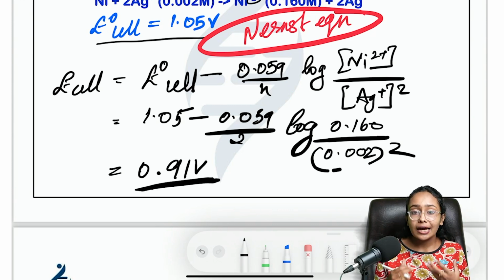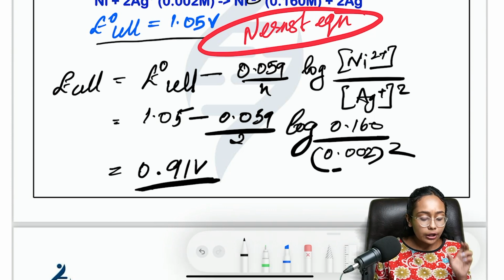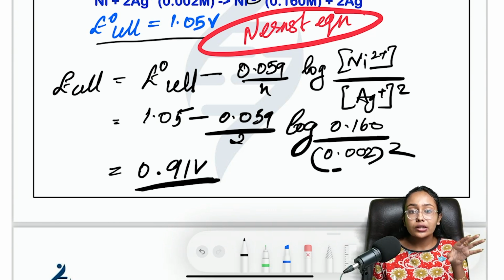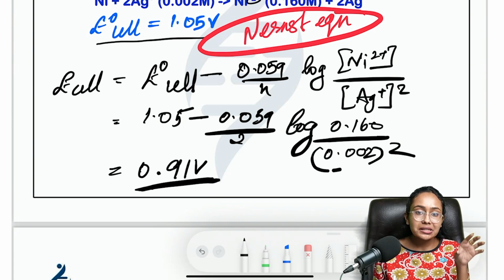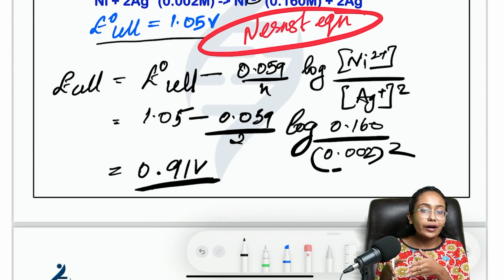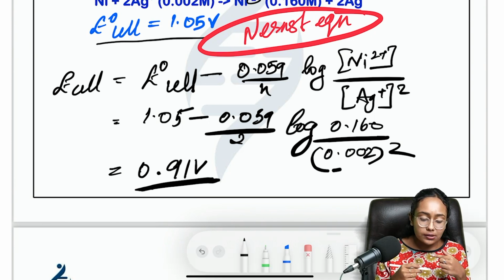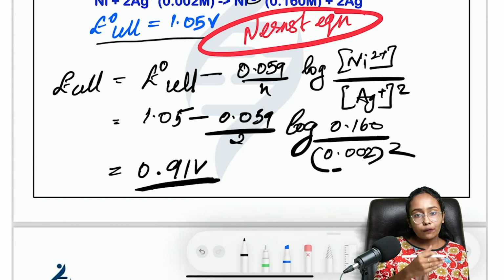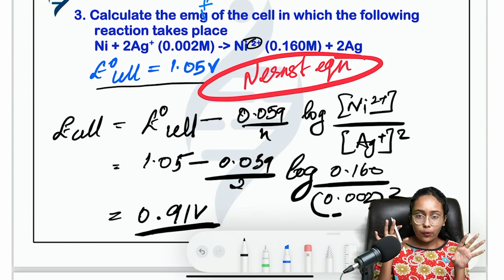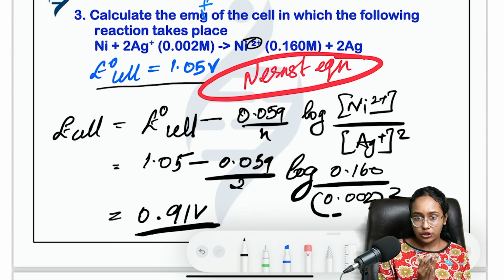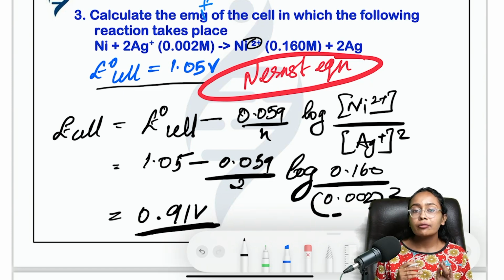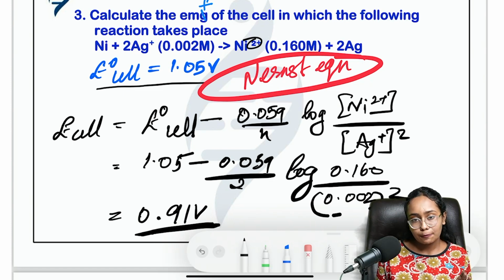So whenever the standard electrode potential is given to you, you can find out the cell potential by applying the given values to the Nernst equation. The Nernst equation is E cell equal to E naught cell, the standard electrode potential, minus 0.059 divided by n, the number of electrons, log the concentration of the substance in the given equation divided by the other concentration. In this particular equation, it is log of Ni2+ divided by Ag+ to the power of 2.